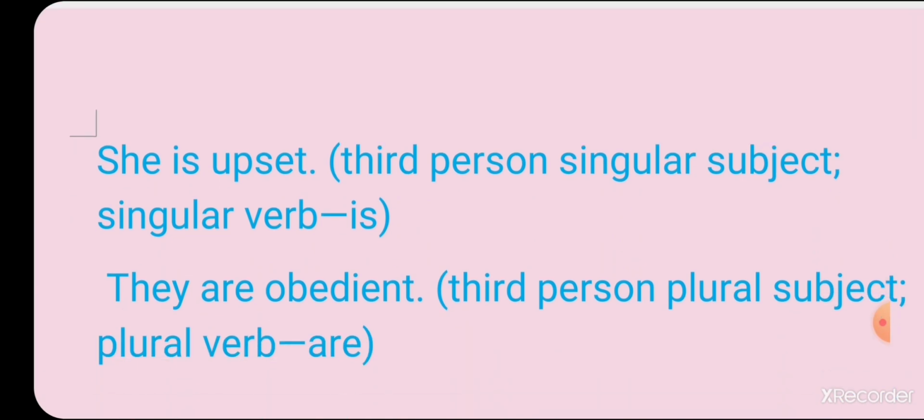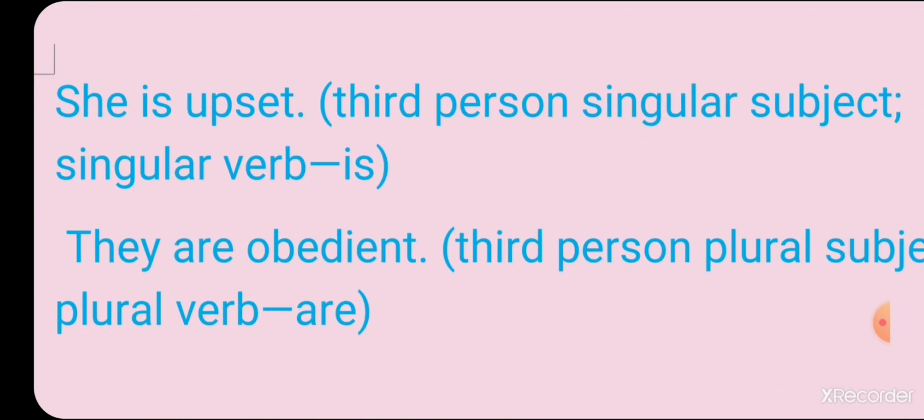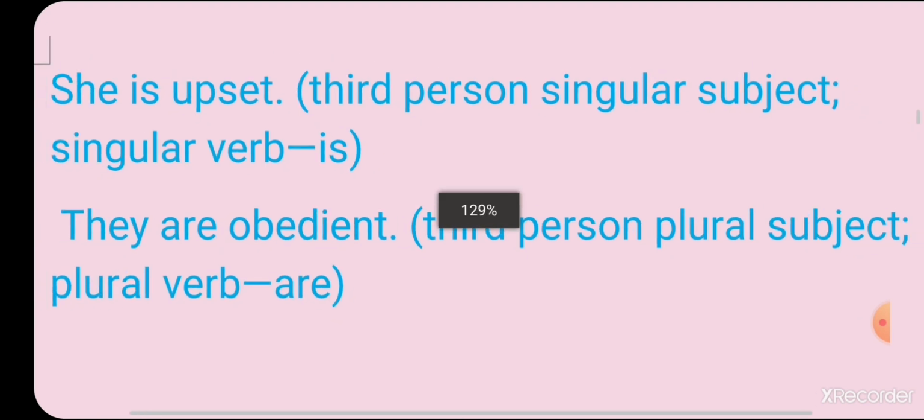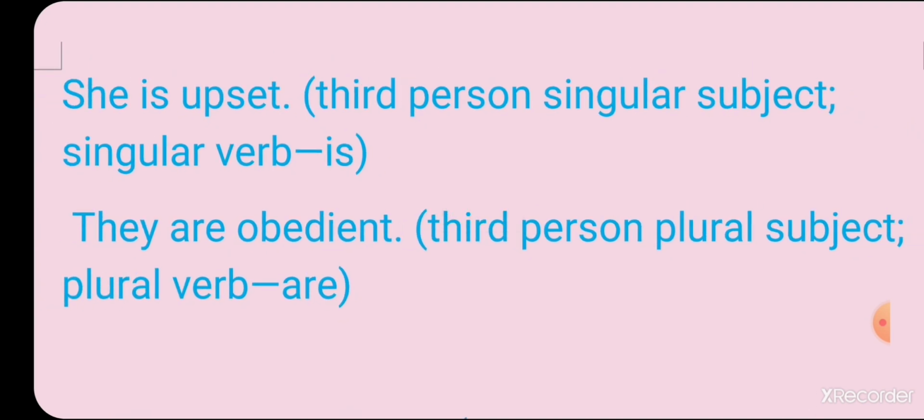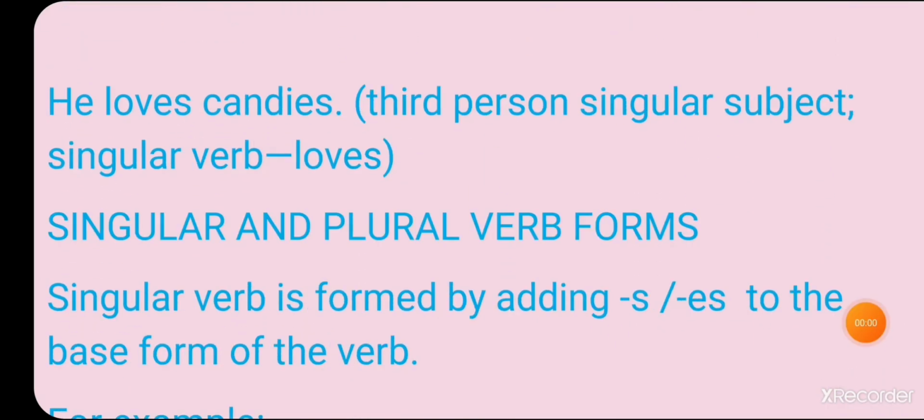Then students, next one, she is upset. She is a third person singular subject, and we have used the singular verb is. Then next one, they are obedient. Here they is a third person plural subject, and we have used the plural verb are. Then, he loves candies.